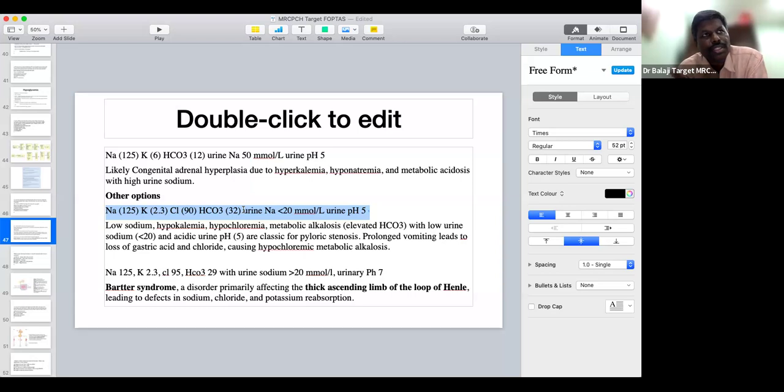So whenever the urinary sodium is less than 20, but the blood sodium is low, it means that it is being lost somewhere else. So that is because of the vomiting. Okay, so now there is one more scenario. So you look into this. Sodium is low, potassium is low, bicarbonate is elevated, and urinary sodium is more than 20.